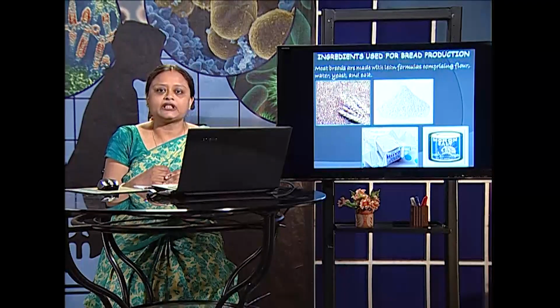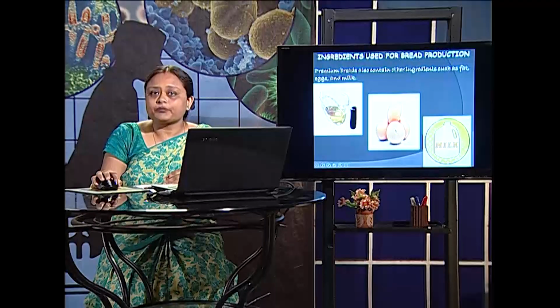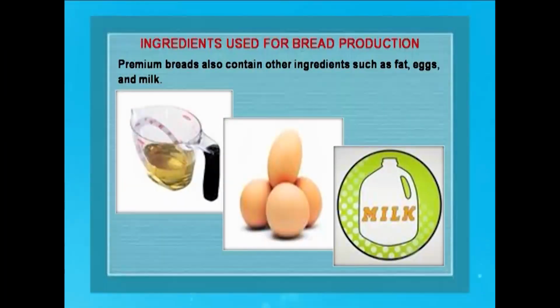The lean formula consists only of wheat flour, yeast and salt, which are commonly mixed together to produce the dough. In the case of premium formulas, along with the ones used in the lean formula, oils or fats, eggs and milk can be added.